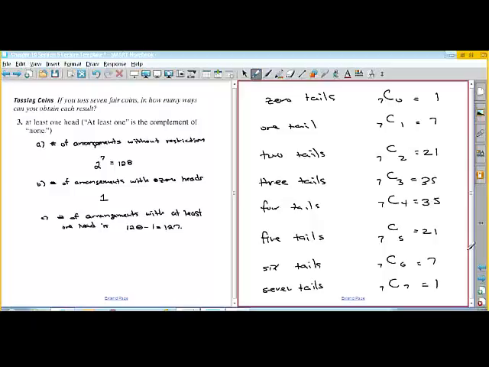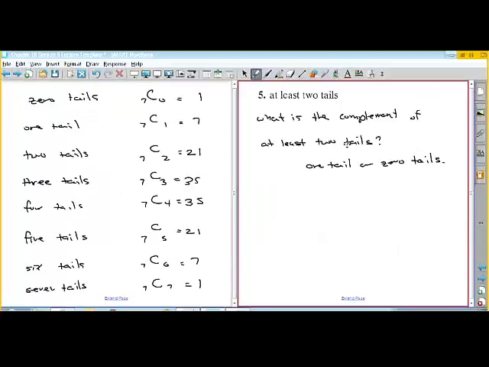So to figure out at least 1 tail, you would add all these up, and if you add all those up, you get 127. But it's easier to just take the fact that we know the total is 128 and just subtract this one. It gives us the same number. But that would be the long way you would do it. Instead of listing all the possibilities, that would probably be overkill. We have a method of figuring out the individual number for each specific case.